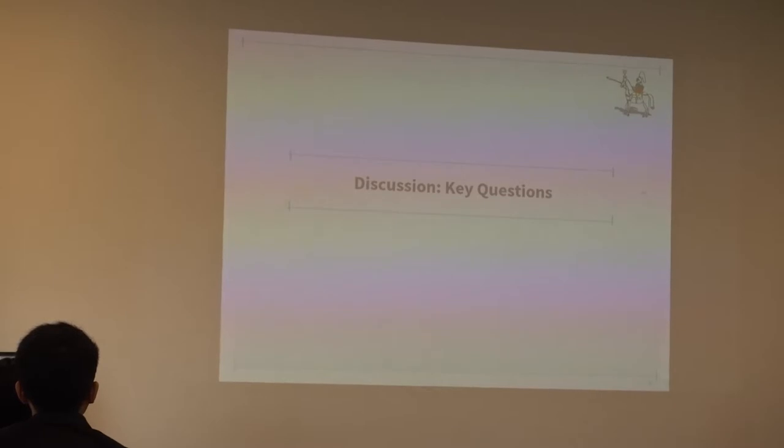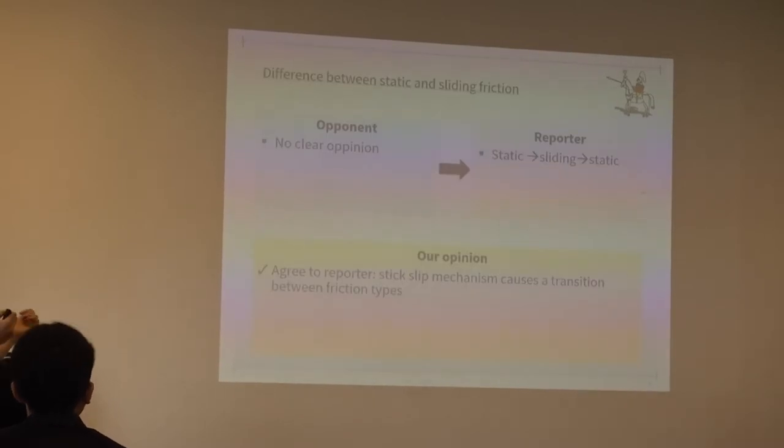Okay, so now let's come to the key questions. First was the difference between the static and the sliding friction. The reporter stated that there was a change from static to sliding, and then static friction again. In our opinion, the opponent didn't really present a clear opinion. And we definitely agree with the reporter that the stick and slip, so when the heavy mass moves two times, causes a transition between the different friction types.